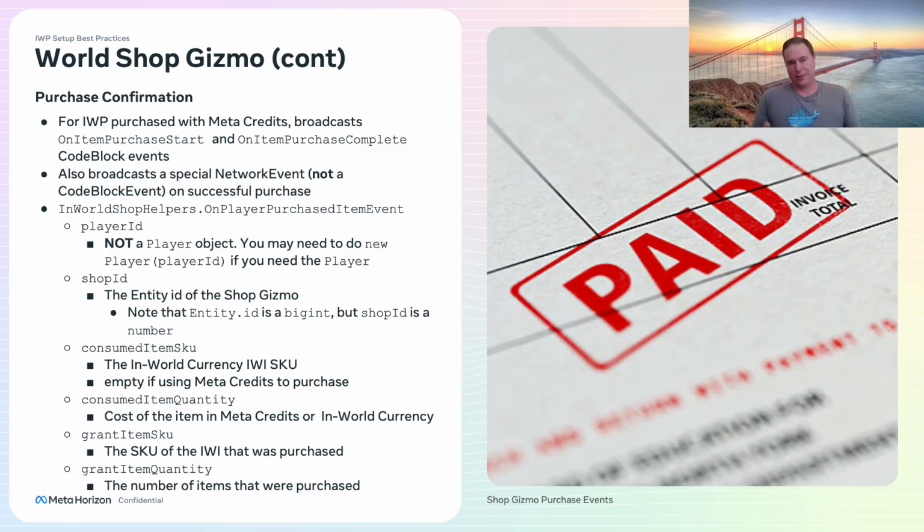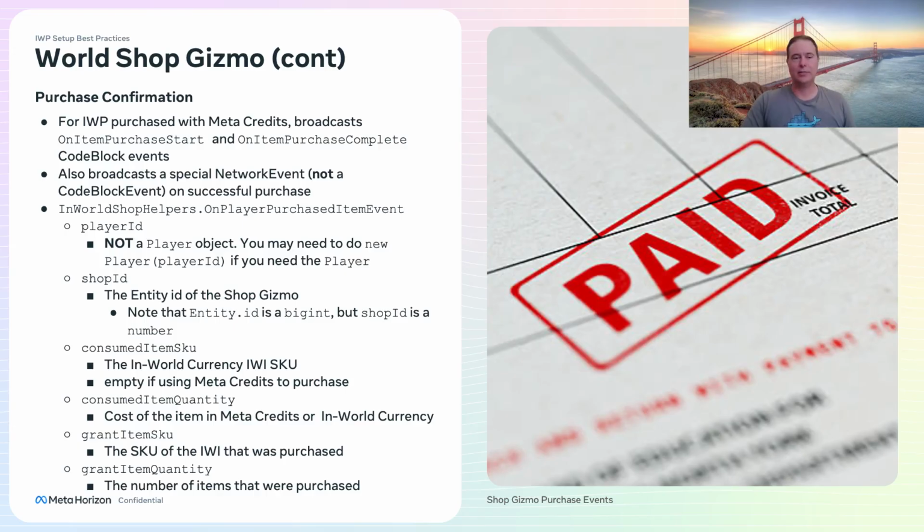So it also broadcasts a special network event when there's a successful purchase, and it's called the in-world shop helpers player purchase item event. And this will tell you if they're purchasing it with meta credits or with in-world currency. And this is actually the only way to find out when they've purchased something with the shop gizmo using in-world currency. It tells you the player ID, and the shop ID, which is the entity ID of the shop gizmo, but for whatever reason they gave it as a number, but the entity ID is a bigint, so just be aware that the types don't exactly match.